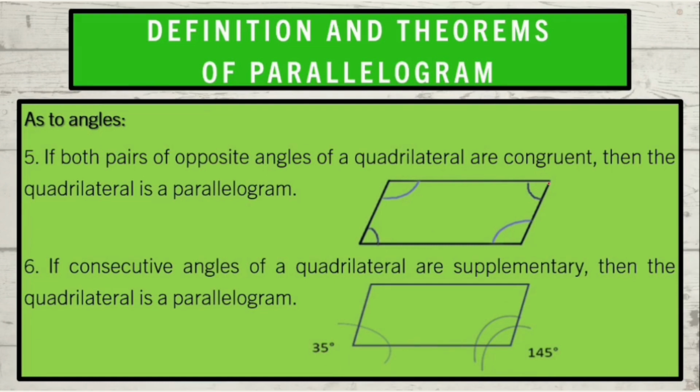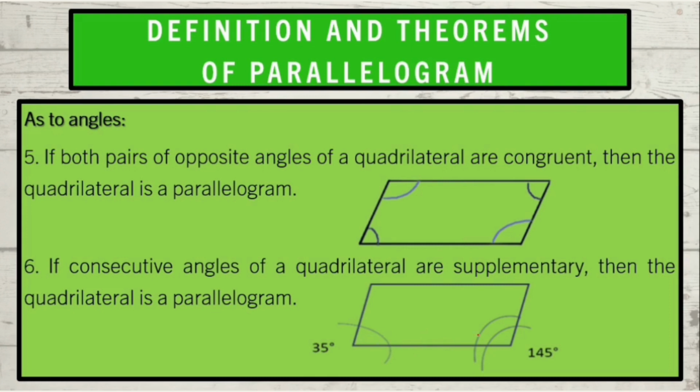then the quadrilateral is a parallelogram. Let us recall supplementary angles. Supplementary angles are two angles with a sum of 180 degrees. Meaning, if two consecutive angles of a quadrilateral make 180 degrees, the quadrilateral is a parallelogram. The figure shows that the two consecutive angles measure 180 degrees. Therefore, that is a parallelogram.